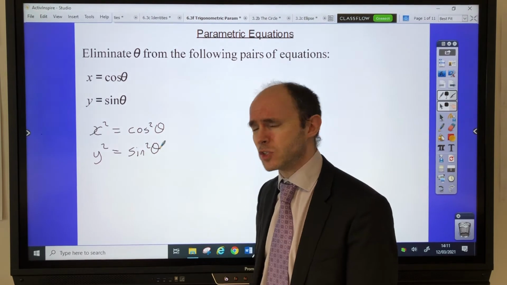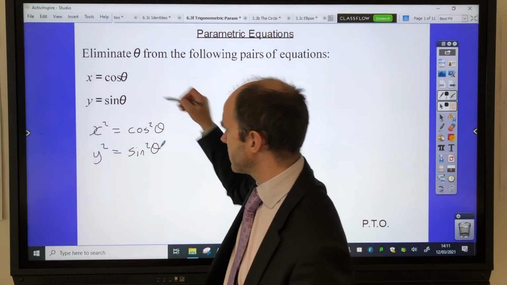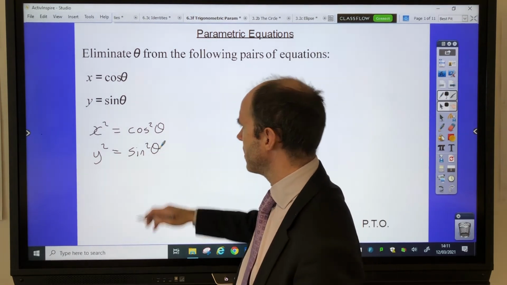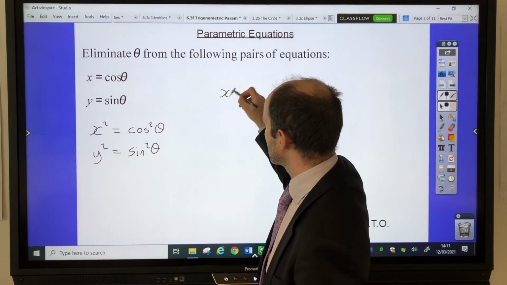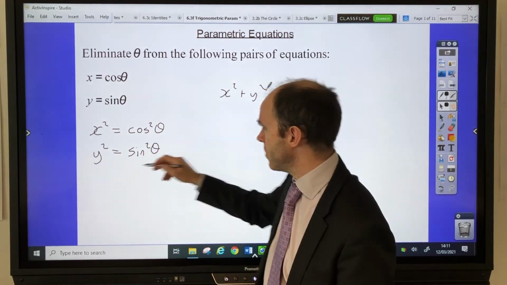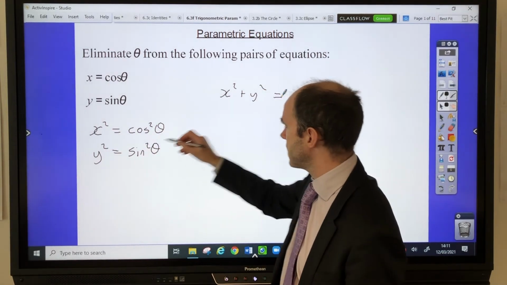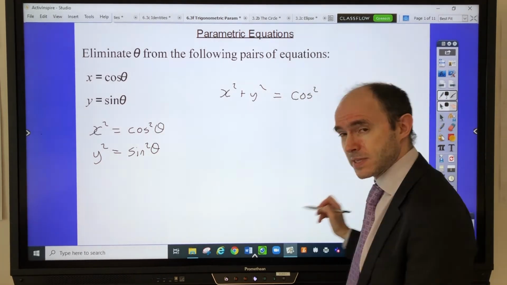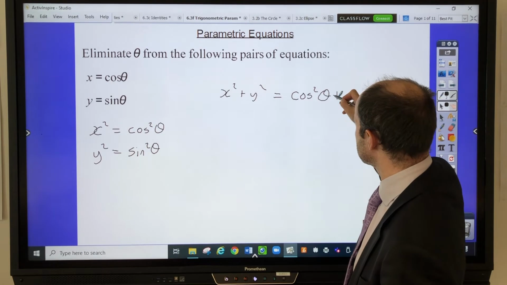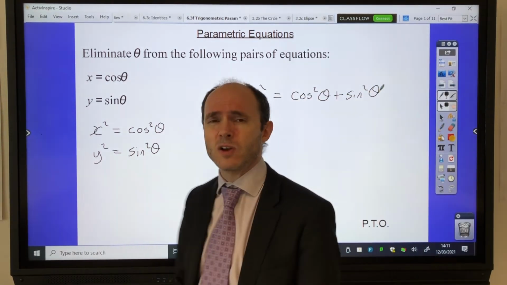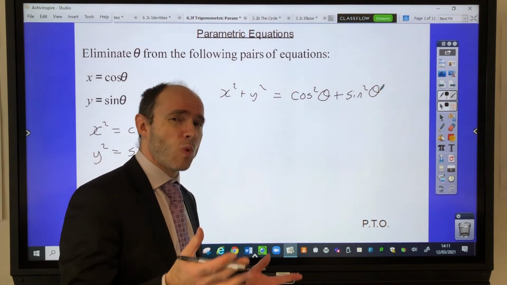Now we're going to add the two together. Okay, we're going to add that equation to that equation there. And what happens when we add them together? Well, let's write it out. We'll get x squared plus y squared on the left, that plus that. And on the right hand side, we'll get that plus that. Cos squared theta plus, whoa, missed out the theta, plus sine squared theta. And of course, you can see how that simplifies. Cos squared theta plus sine squared theta is just 1.